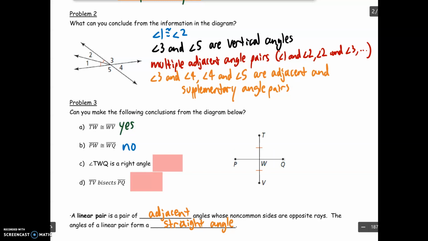So this is an example of a case where we can't just estimate. Even if they look like they're about the same length, I would need those markings in order to tell if they're congruent. If I don't have those markings, I can't tell if they're congruent or not.